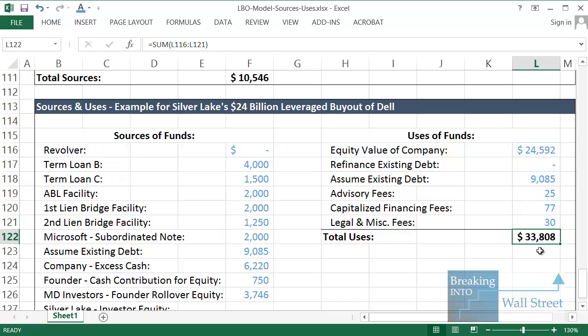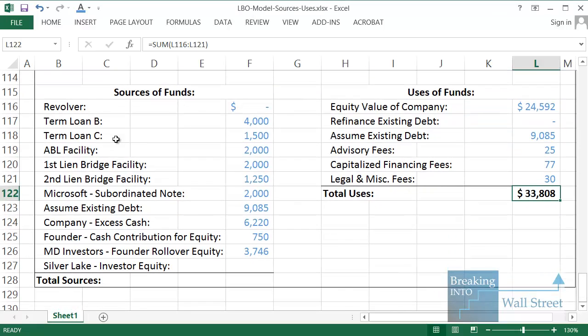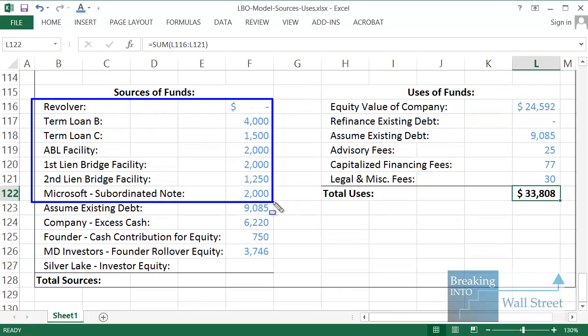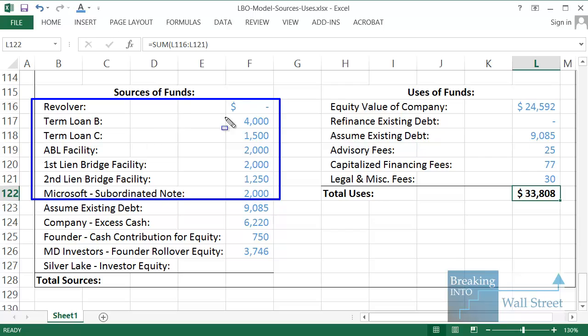Let's add that up. The deal price here was announced as 24 billion because the equity purchase price at the share price that Silver Lake offered corresponded to a value in about that range. Now, under sources of funds, we still have basically all different types of debt here at the top. The revolver here is not drawn in the beginning, so this is zero. So if you're not drawing on that revolver initially, this is going to be zero. The rest of these are drawn initially, so these all have dollar amounts.